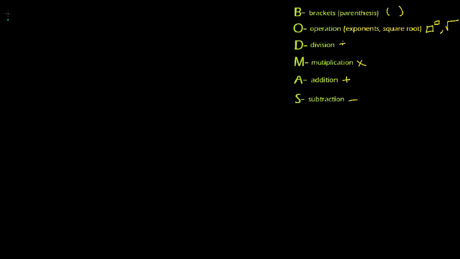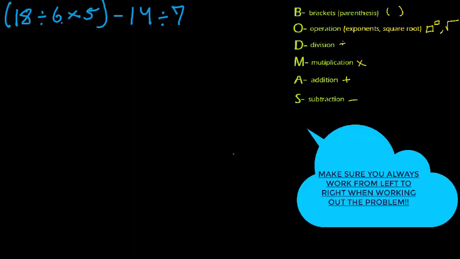So the example we're going to be doing is in parentheses 18 divided by 6 times 5, and minus 14 divided by 7. So that's the question. So now this is a good example so that we can learn how to do things if there's like many things to do inside the parentheses. So first thing we have to solve the parentheses. So inside the parentheses, we're going to follow this BODMAS.